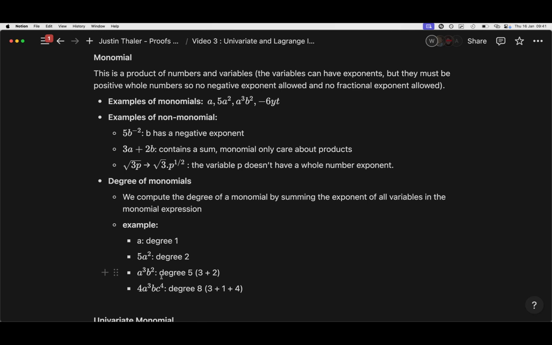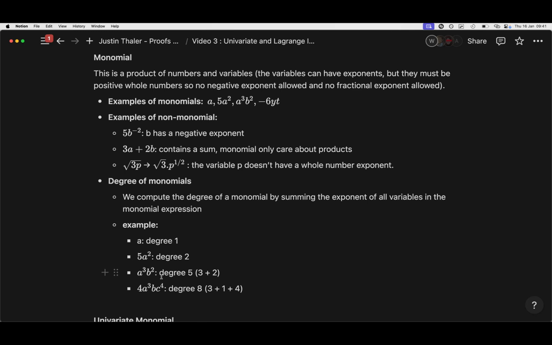What's the degree of this? Anybody can just shout out the answer. The degree is 4. What is the degree of this? 6. What is the degree of this? Okay, cool. What is this? 9. Okay. So calculating the degree of a monomial is clear, right?